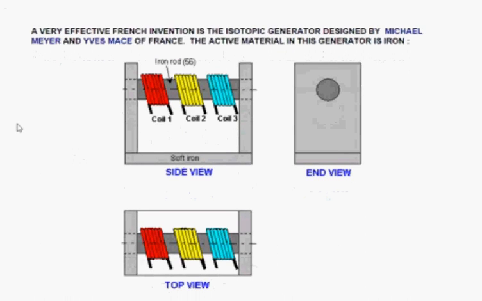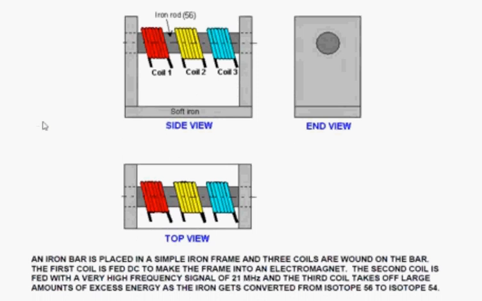Okay, next we come to a very effective invention by two French gentlemen, Michel Meyer and Yves Mace. The active material in this generator is iron. Now, iron is just a version of steel which has got a reduced amount of chromium and other additives in it. But this is just an iron bar set into an iron frame, and it has on it.